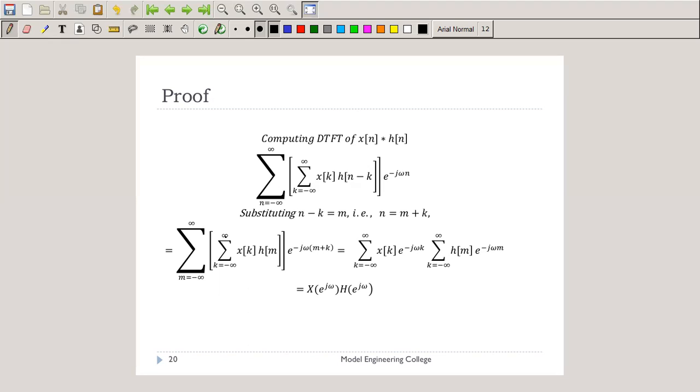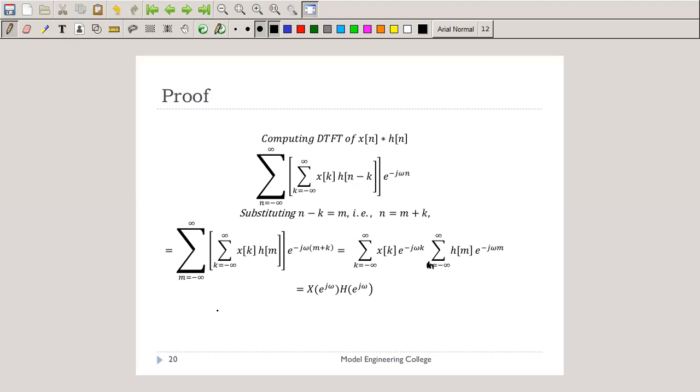Now rearranging this expression, we can write summation k from minus infinity to infinity x of k e raised to minus j omega k, into summation m from minus infinity to infinity h of m into e raised to minus j omega m.